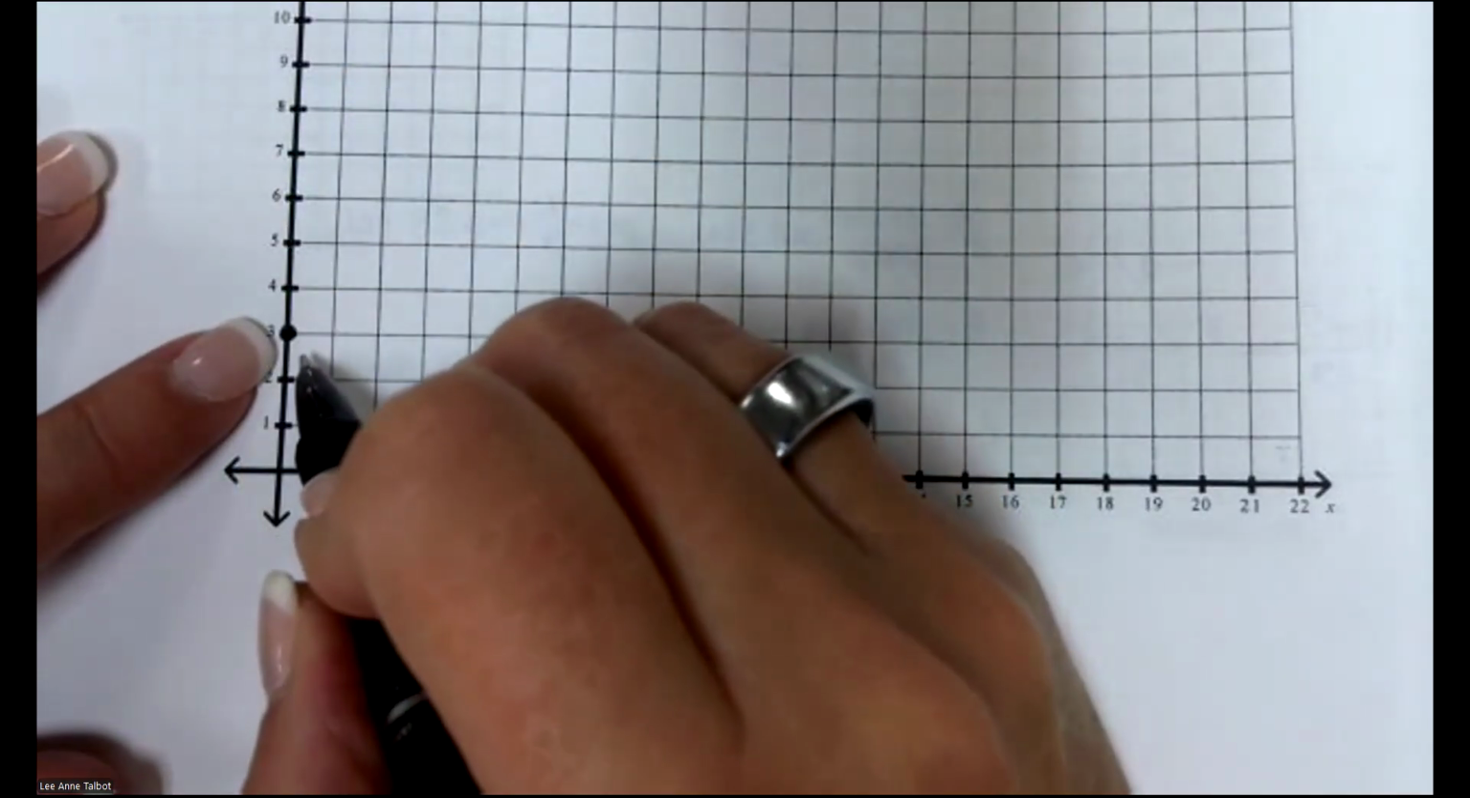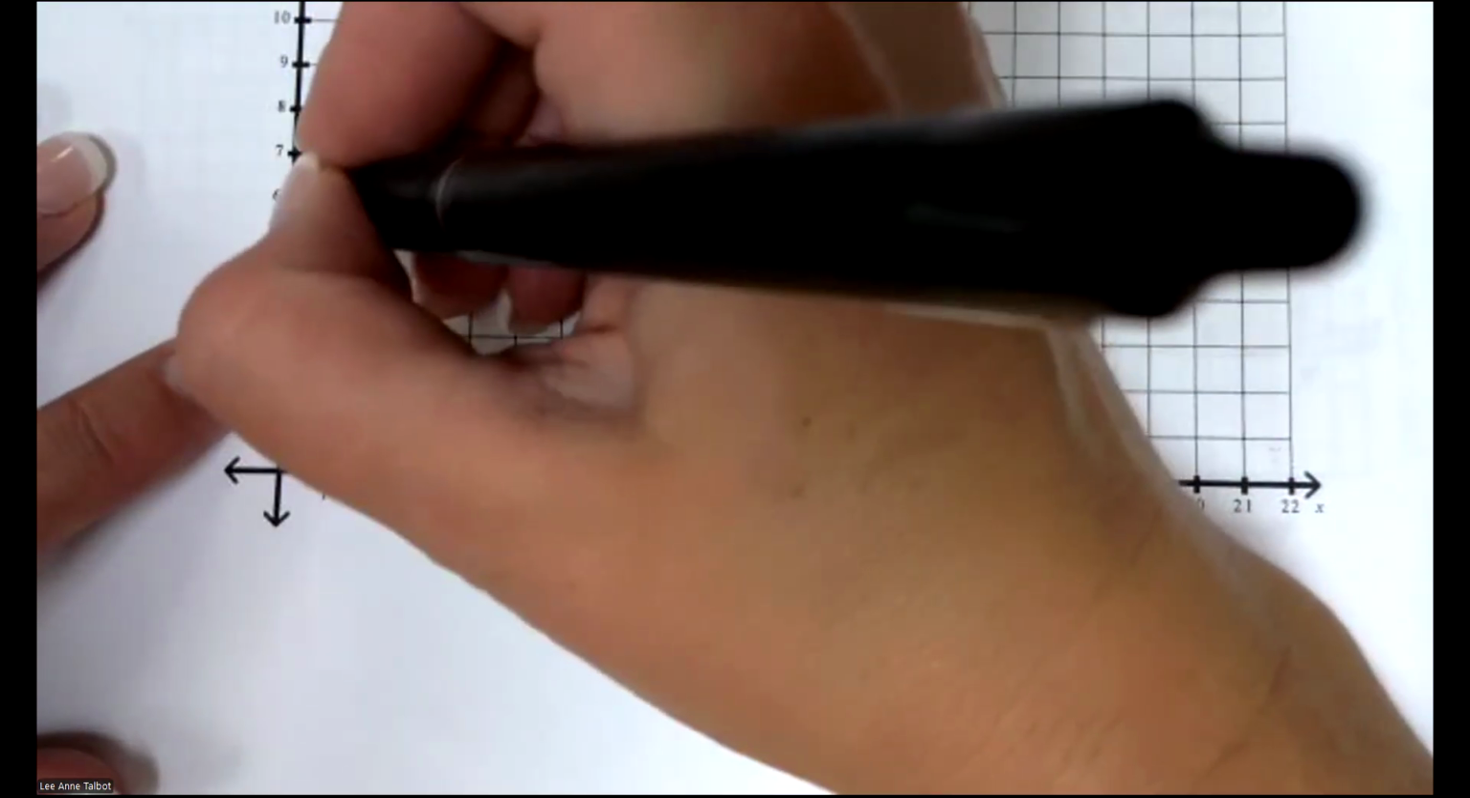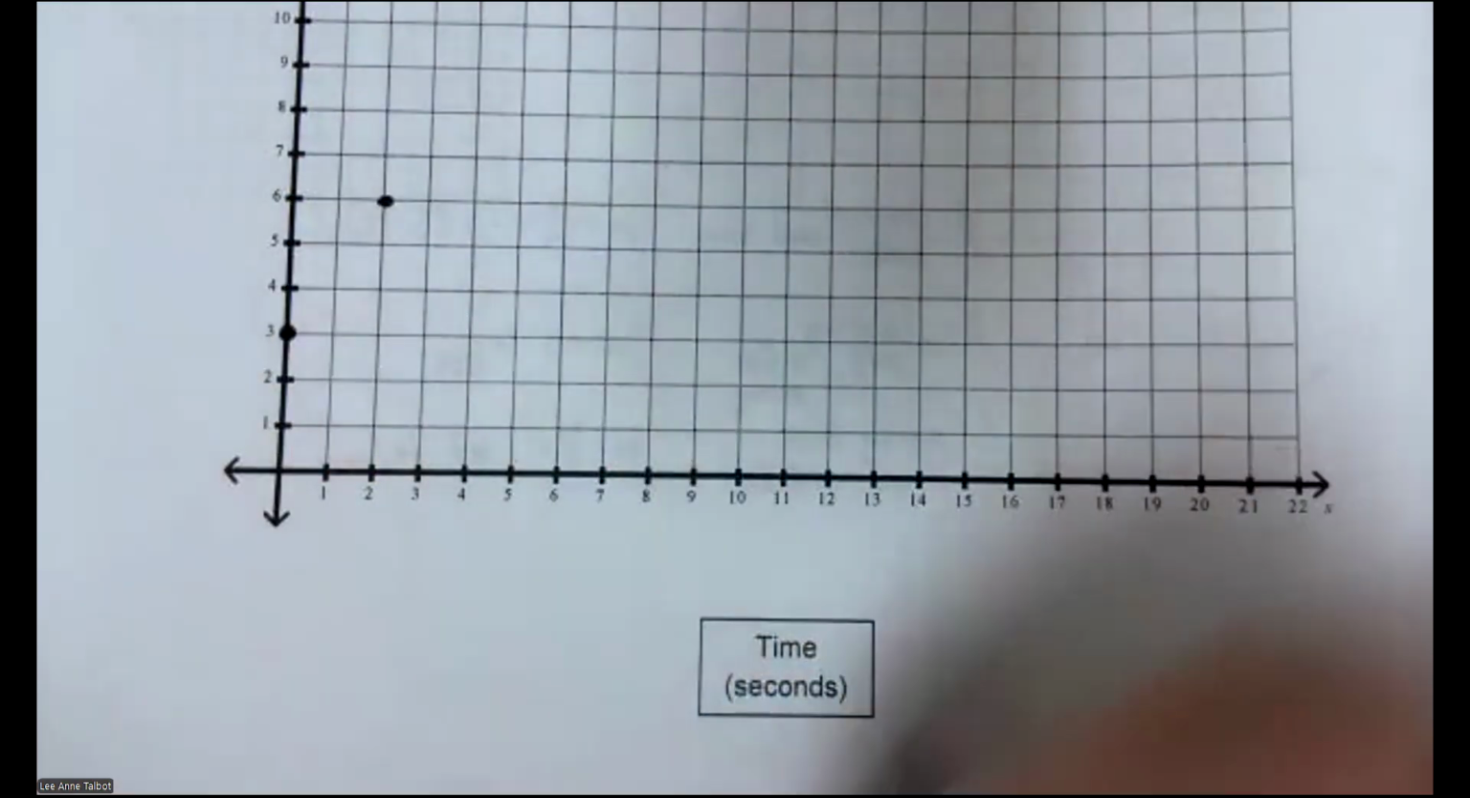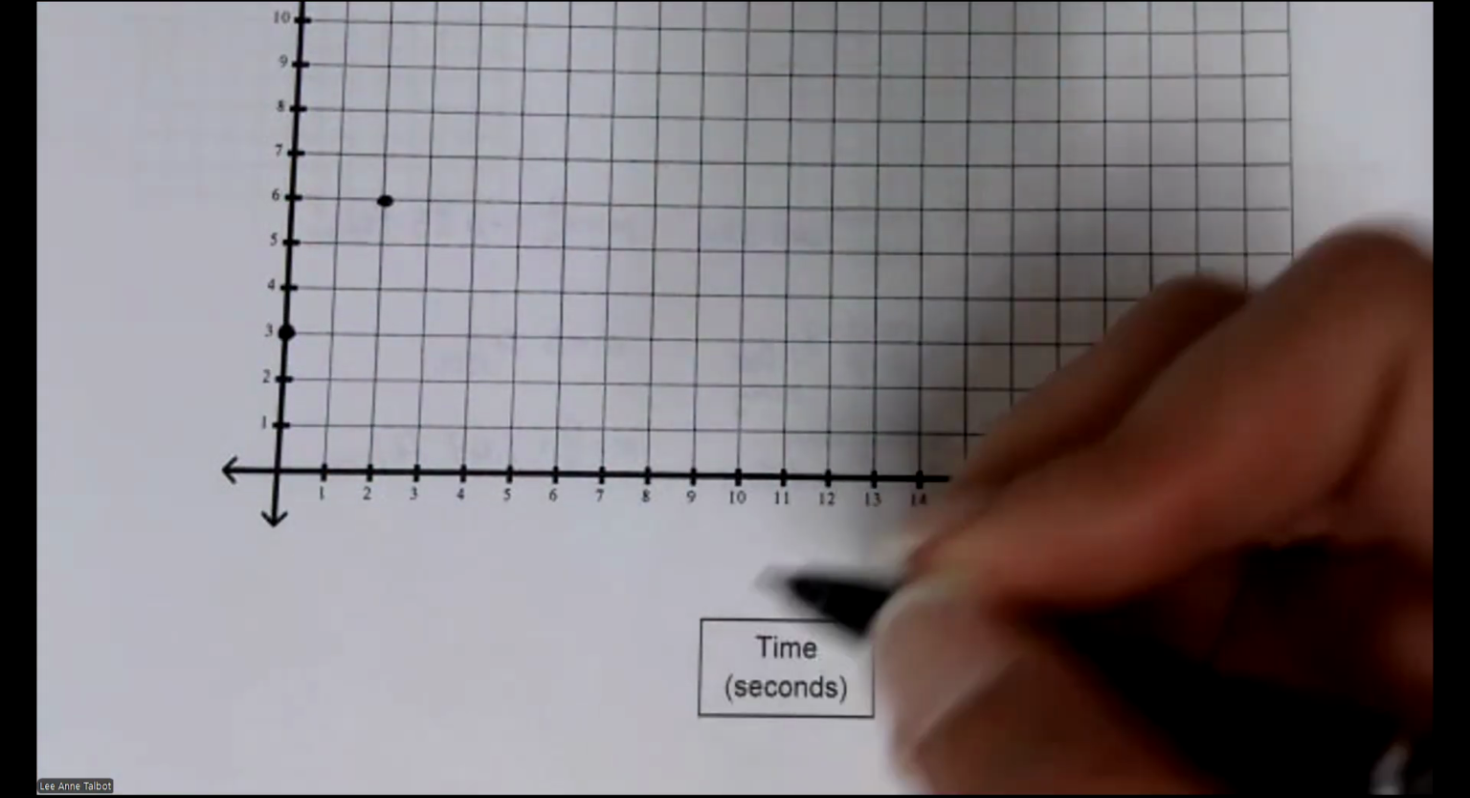Okay, so Barbara. 3-meter head start. 3 meters every 2 seconds. Hey, that's not bad, Barbara. Look at how steep she is.